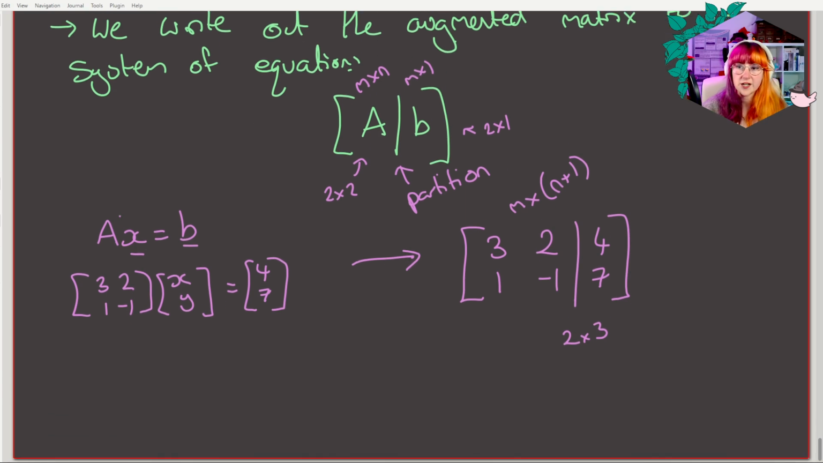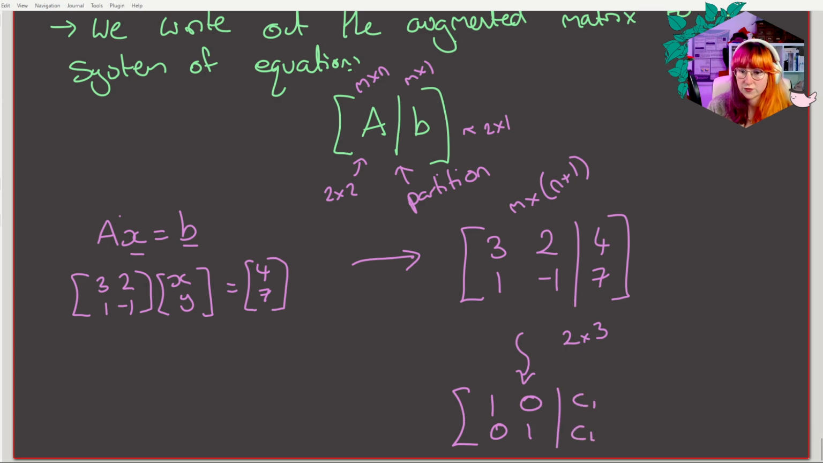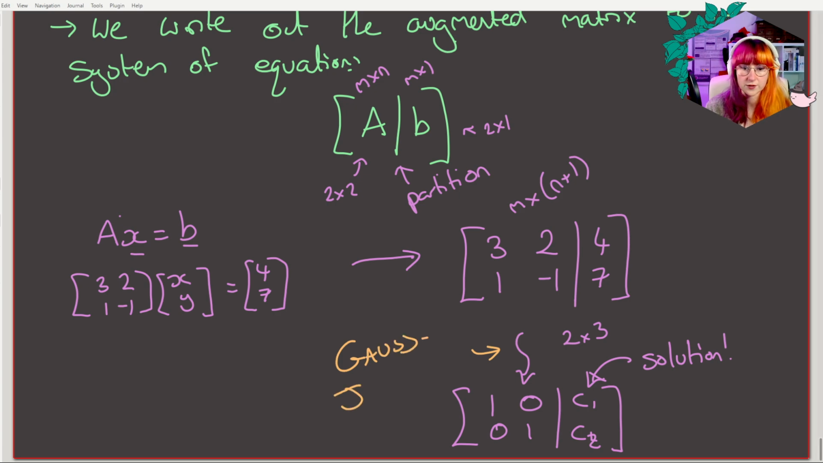And then essentially we're going to do a procedure to this matrix that will give us something that looks like 1, 0, 0, 1, C1, C2, where this is then our solution. So what do we do in the middle? It's called Gauss-Jordan elimination.